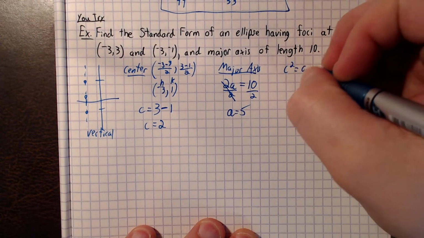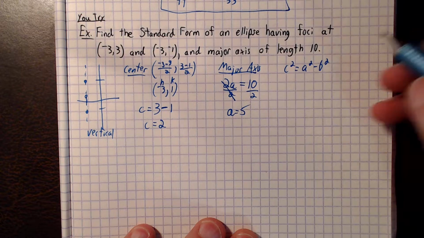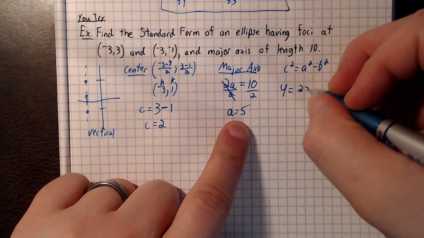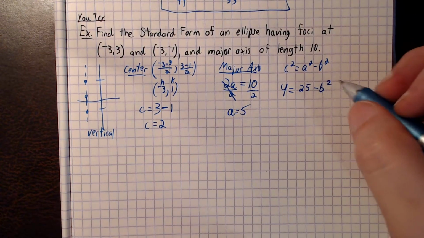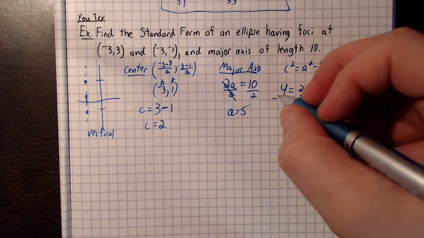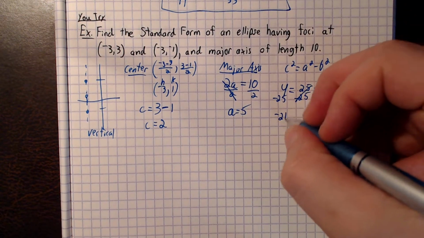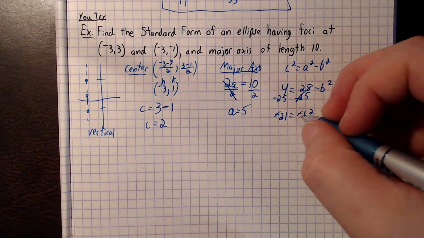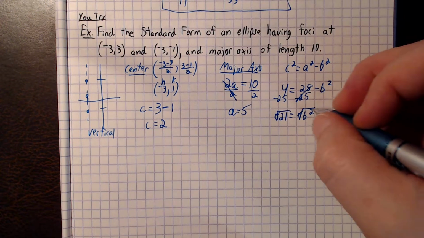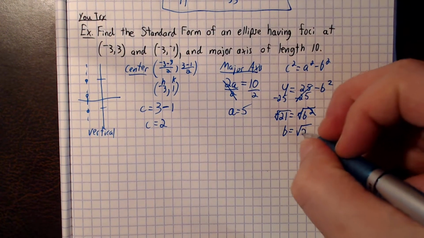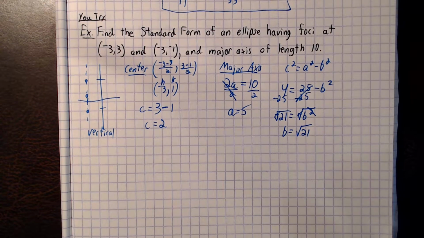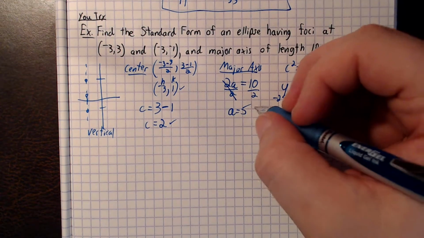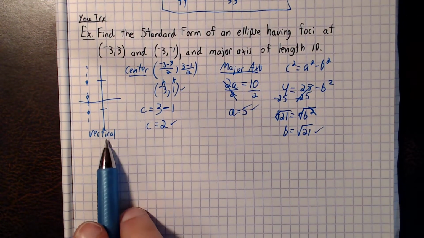Now we're going to plug in to this formula. Right? 2 squared would be 4. 5 squared would be 25. We'll subtract 25 from both sides. So -21 equals -b squared. Those negatives are going to cancel out. Take the square root. So b is the square root of 21. All right, so we've got a lot of good things here, right? We've got our center, we've got c, which we don't really need for the formula, but it helped us find a and b. We also know it's vertical.